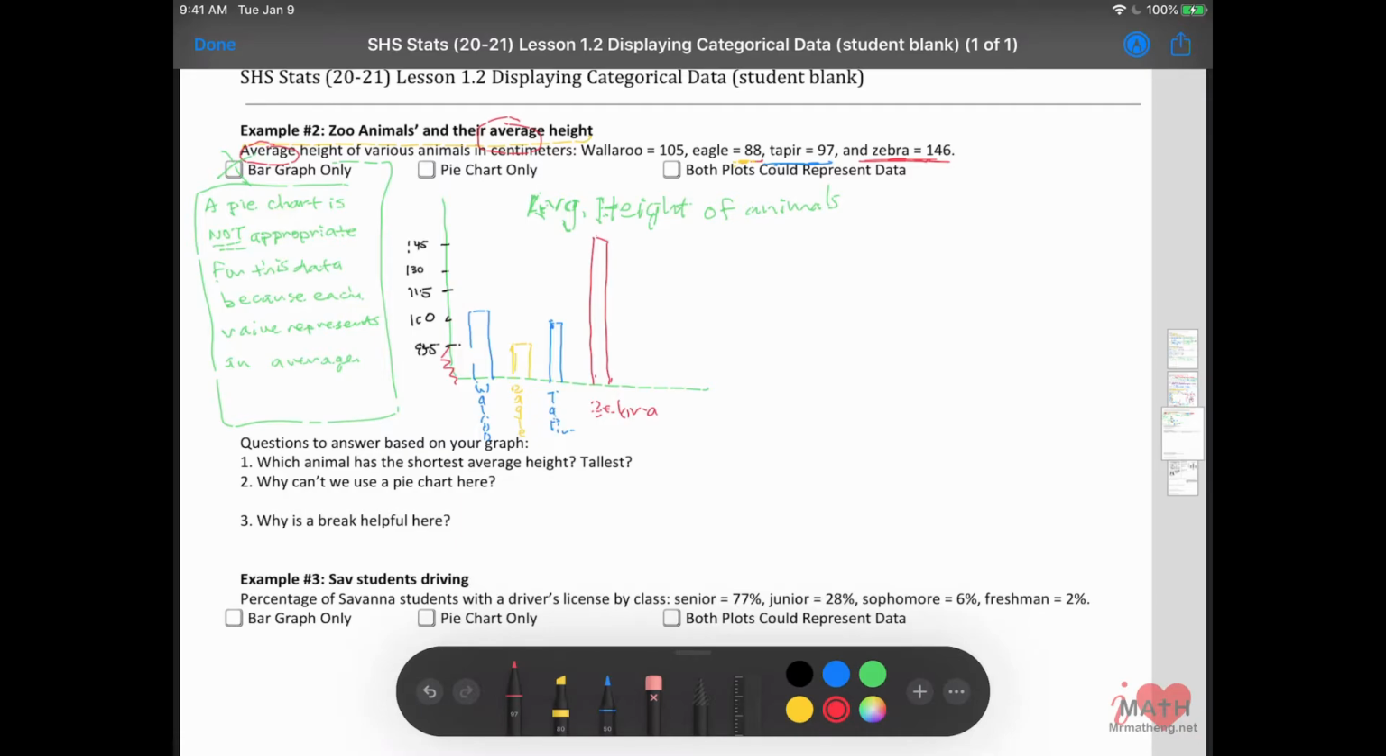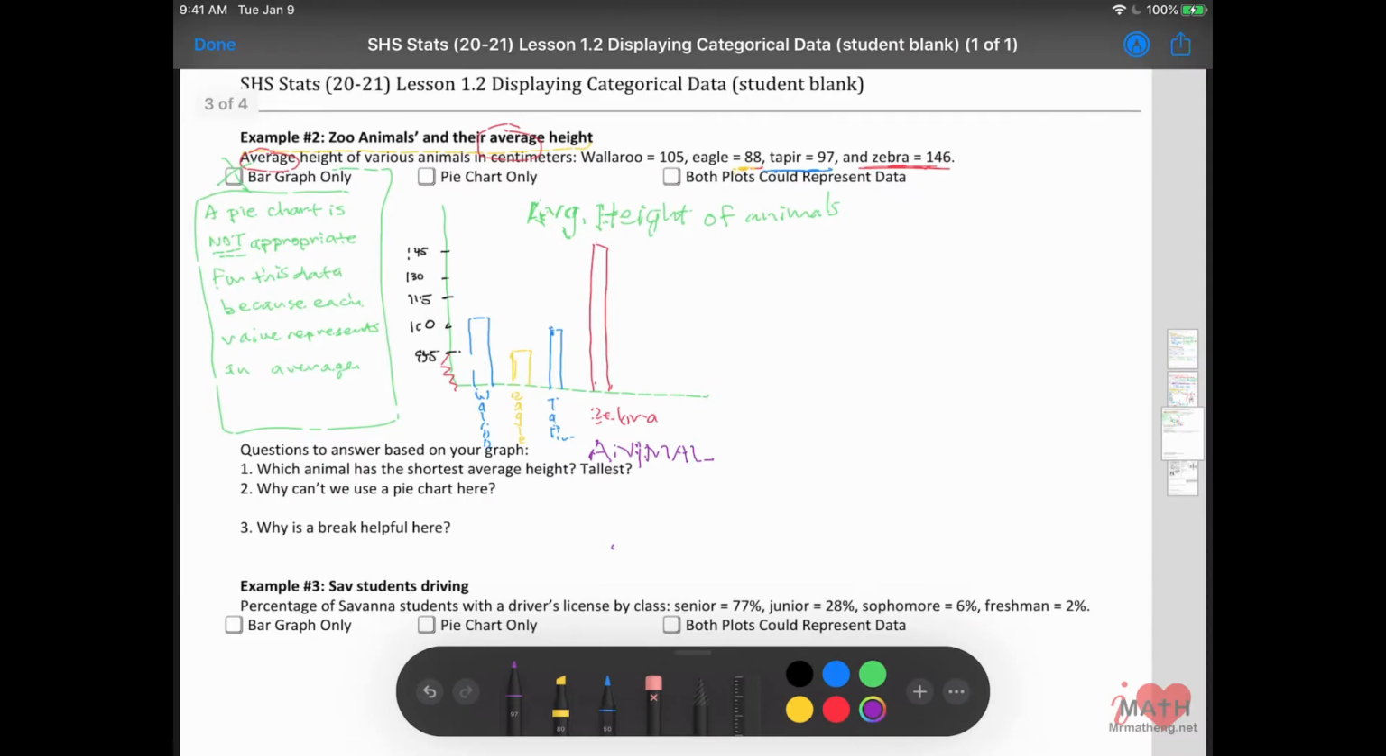And I forgot to label both axes, so let's do that now. So these are animals. And then over here, this one is height. And then your units of measurement. This is measured in centimeters, and I know that because it tells us centimeters here.